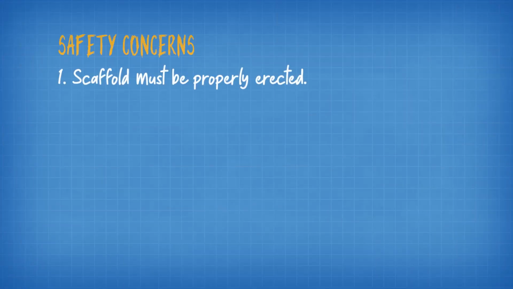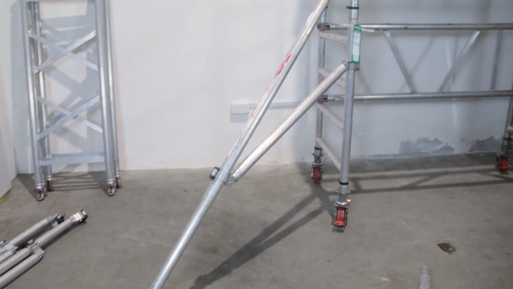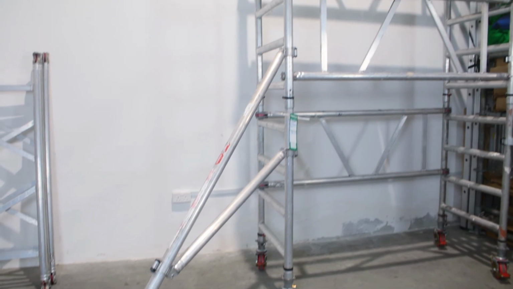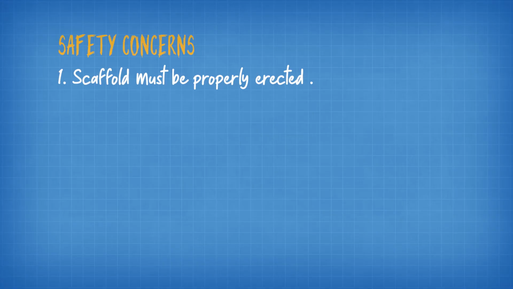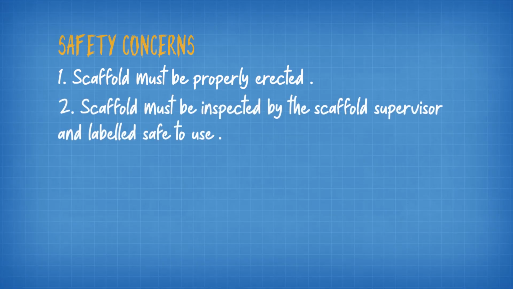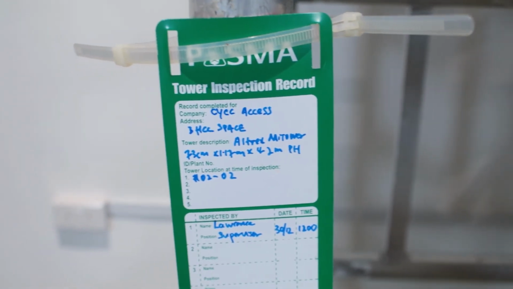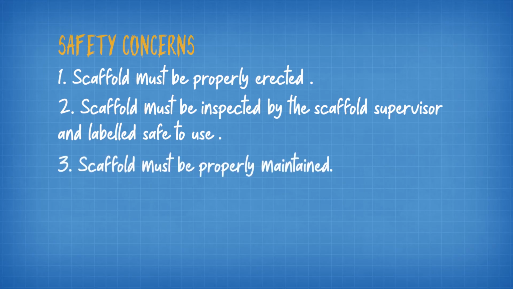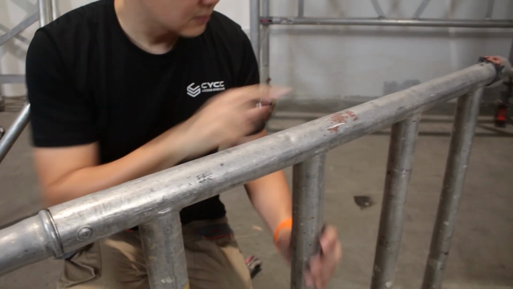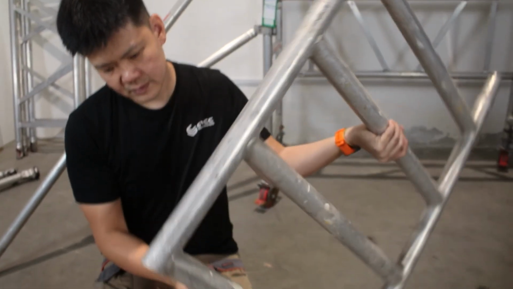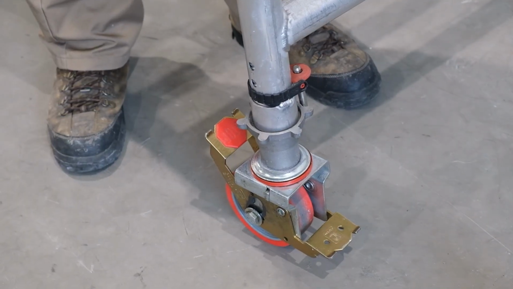What are the safety concerns when using aluminium tower scaffold? Number 1, the scaffold must be properly erected, must not have any missing toe boards, missing guardrails, diagonals or horizontals. Number 2, the scaffold must be inspected by a scaffold supervisor and labeled safe to use. Number 3, the scaffold must be properly maintained. For example, it should not have any broken welding joints or wheels that cannot be locked.